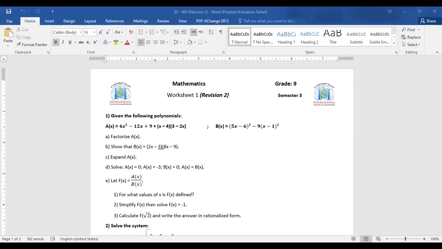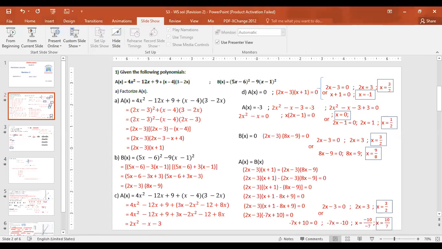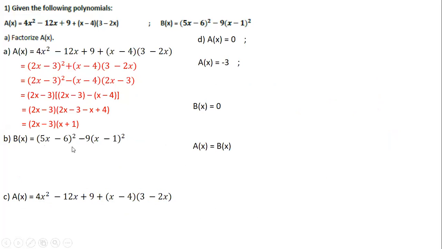Let's factorize together B of x, Adam. So B of x is 5x minus 6 all of it squared minus 9 into x minus 1 all of it squared. Do you see it, Adam? We need to factorize it.